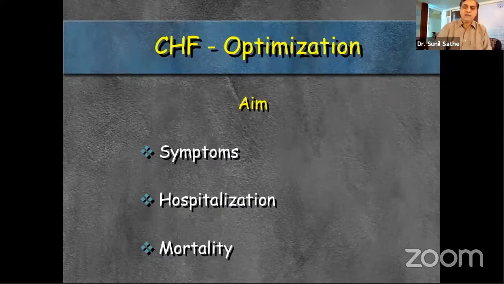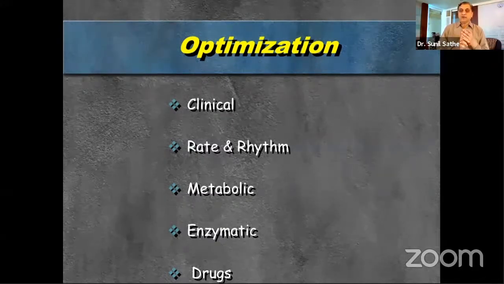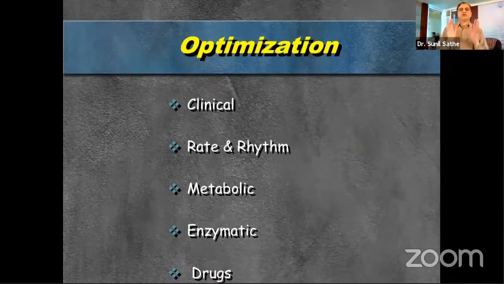Now, what do I mean by optimization? When I look at optimization in patients with heart failure, I want clinical optimization. I want optimization of rate and rhythm. I want metabolic optimization. I want enzymatic optimization, and most important, I want drug optimization. So when a patient comes to me in the clinic or in a CCU admitted with decongestive phase, I want to look at the following things. That is how I'll be sure that I have optimized my patient perfectly.